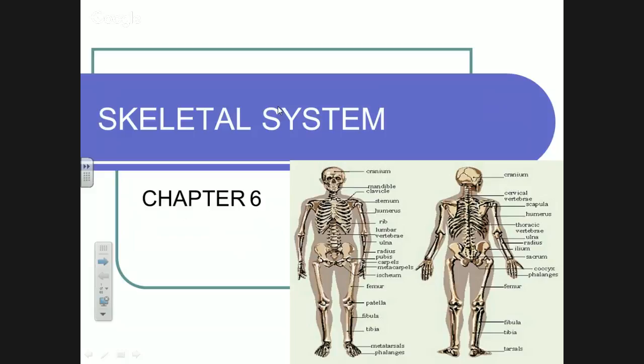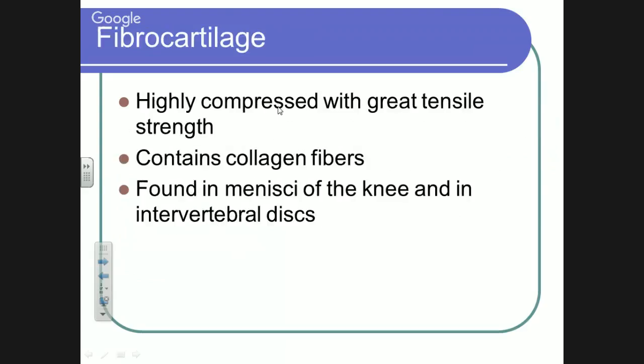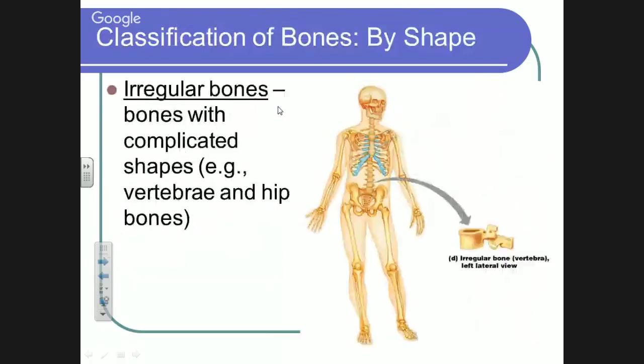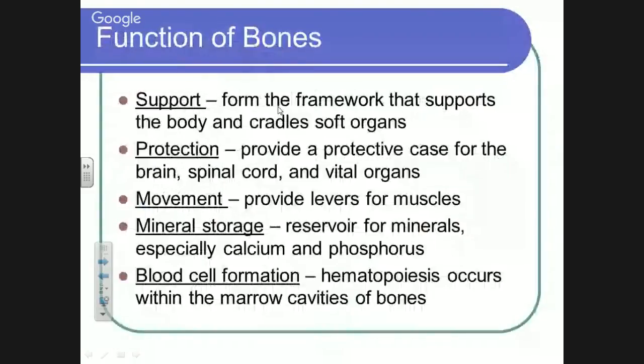Okay, so functions of the skeletal system. You should write this down. Functions: support, protection, we talked about that, movement. The ones I didn't talk about: mineral storage. It has a reservoir for minerals, calcium, potassium. What makes your bones really hard is basically the minerals that are in the bones.